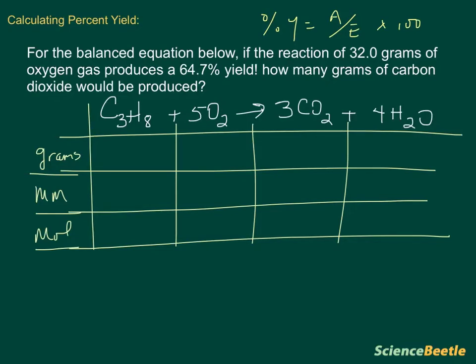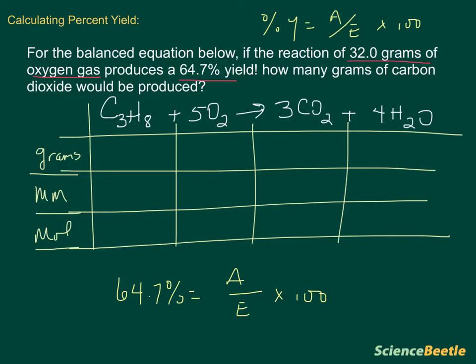So what I want to do is go ahead and identify some of the information that I have. I have 32 grams of oxygen gas, and I also have a percent yield of 64.7%. So if I look at this equation, let me go ahead and write it down here. So instead of having a percent yield to begin with, equal to A divided by E times 100, what we're going to do is just substitute this information that we already have. We're going to take the percent yield out and replace it with what they provide us, and they provide us the number already, 64.7%.